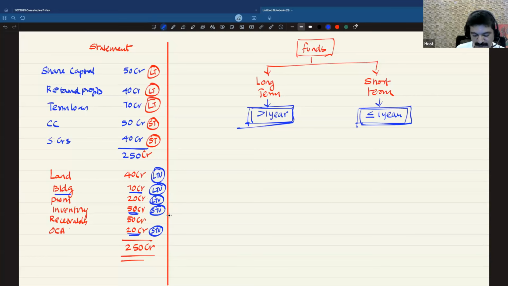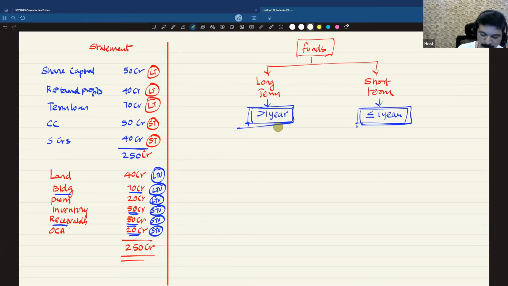Okay. I still have another 50 crore. I'm using this money to give credit to the customers who will pay me eventually in 30 days, 60 days, 90 days. Then that 50 crore, the final usage, is it a long-term use or short-term use? This one, these receivables, 50 crore. I will convert this into cash in 30, 60, 90 days. This is a short-term use.